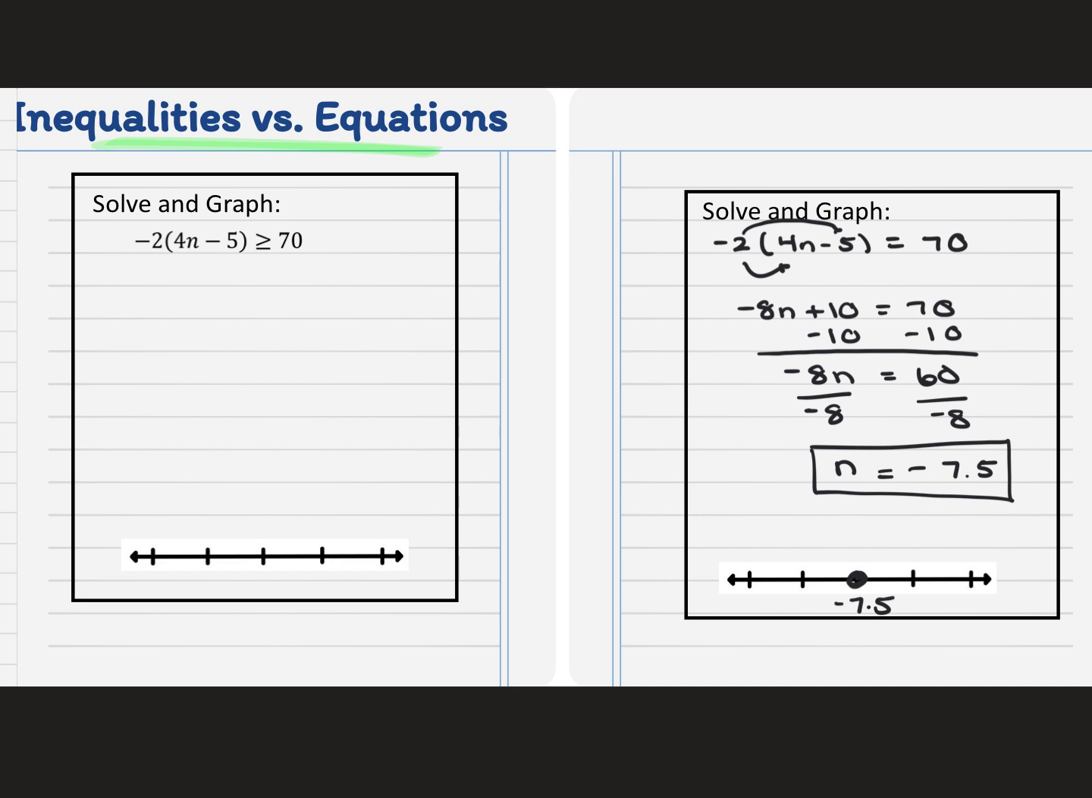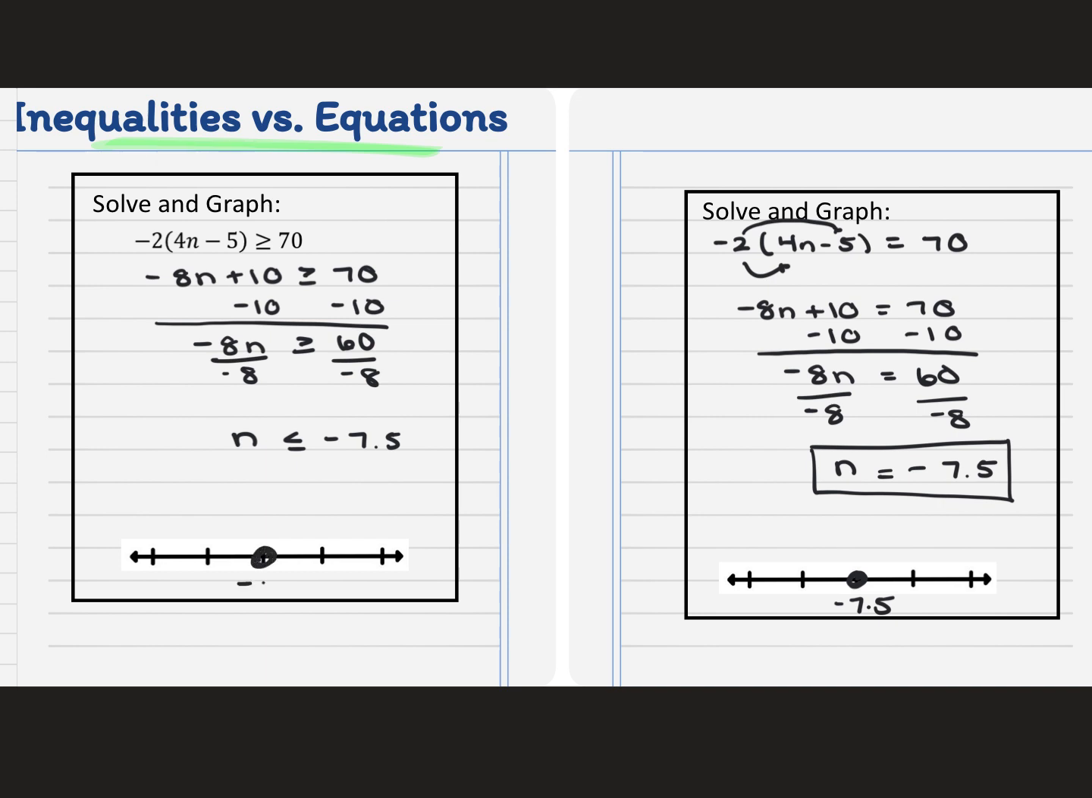All right, let's take a look at graphing the inequality. We're doing the exact same thing. The only difference is when we multiply or divide by a negative number, we flip the inequality sign. So I have -8n plus 10 is greater than or equal to 70. Again, I'm going to subtract 10 from both sides, following the same steps. So I have -8n is greater than or equal to 60. Divide both sides by -8. I get n is less than or equal to -7.5. So here I still will have a closed circle at -7.5, but I want those values that are less than -7.5, so I'm going to shade to the left.